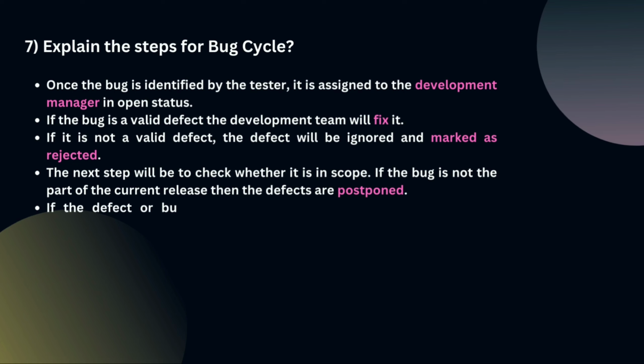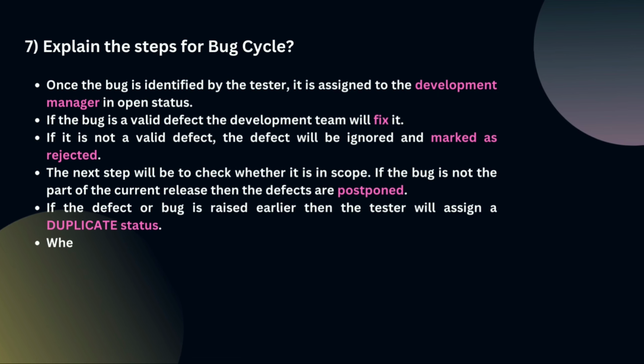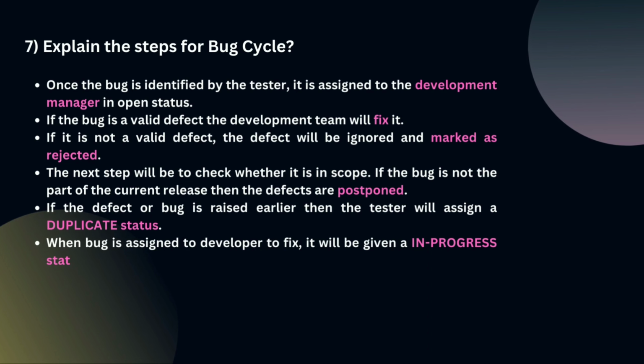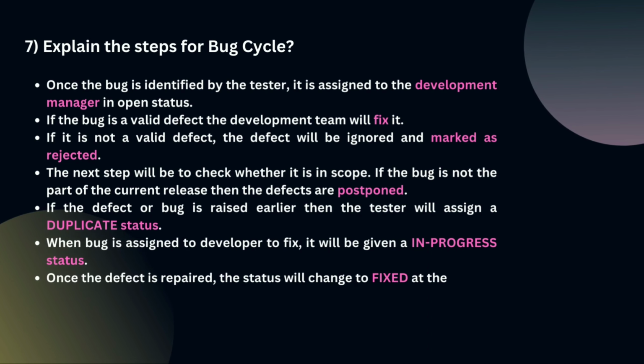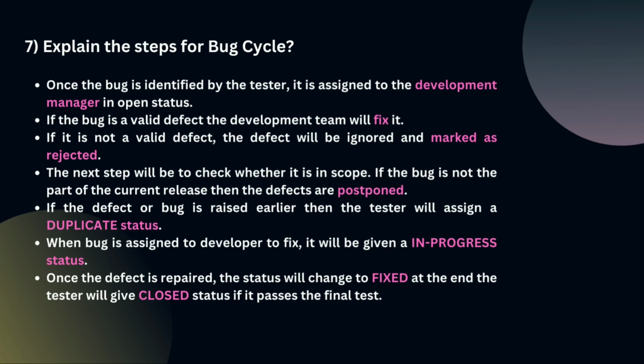If the defect or bug was raised earlier, then the tester will assign a duplicate status. When the bug is assigned to a developer to fix, it will be given an in progress status. Once the defect is repaired, the status will change to fixed. At the end, the tester will give closed status if it passes the final test.